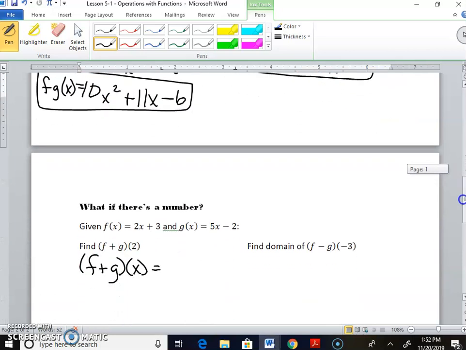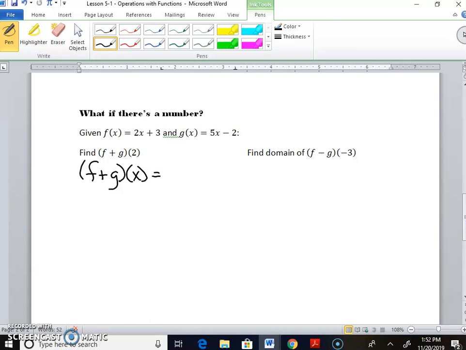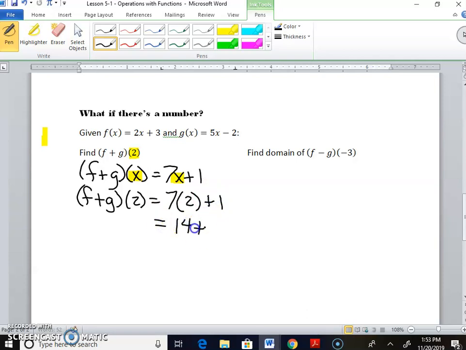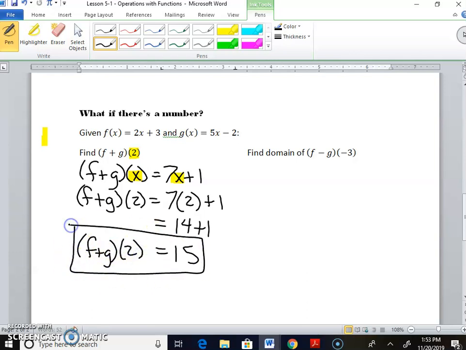Okay, so I'm going to scroll down here, and I know that f plus g of x equals 7x plus 1. But now, there's a 2 in there. Okay, so if there's a 2, all that means is I just need to put a 2 in there for my x. So this is going to become f plus g of 2, which makes this 7 times 2 plus 1. So that's going to give me 7 times 2 is 14 plus 1. So I find that f plus g of 2 is 15. Okay?